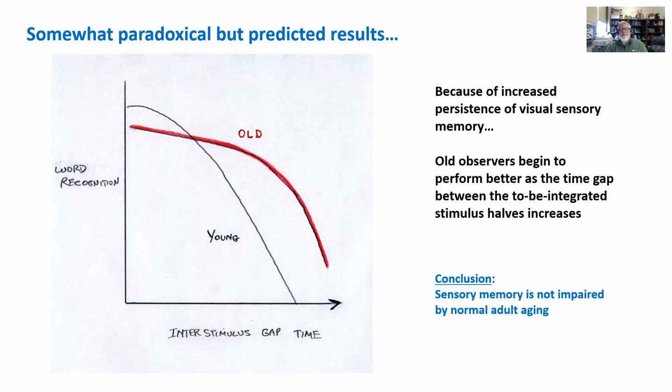I love these studies where you can set up the situation in such a way that you can advantage the old people and enable them to outperform their younger counterparts. And this is one of those examples. These are usually pretty compelling studies when you can do that. So our conclusion, looking at the results from sequential integration of form, as well as from the partial report task, is that sensory memory is not impaired by normal adult aging.